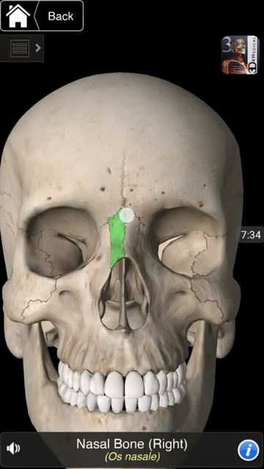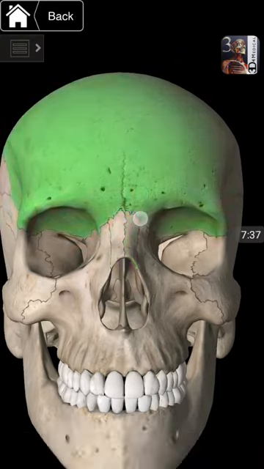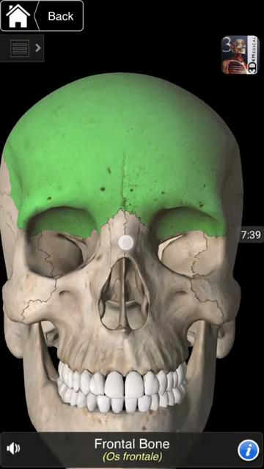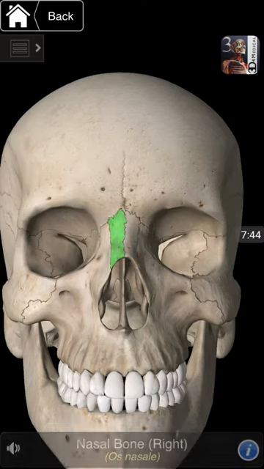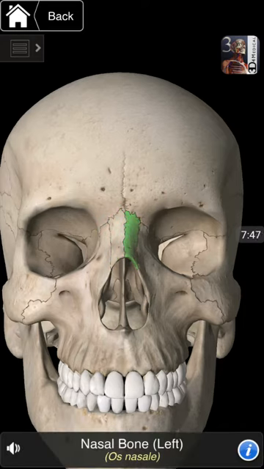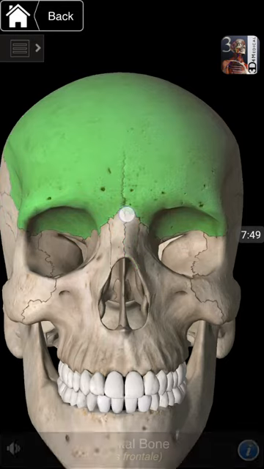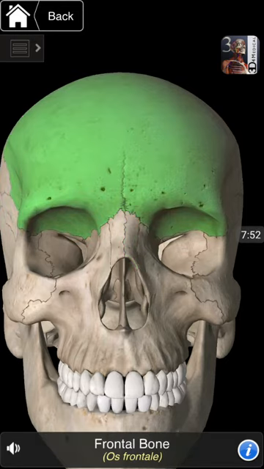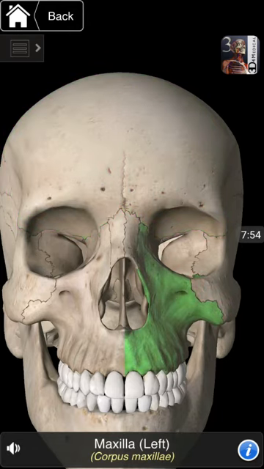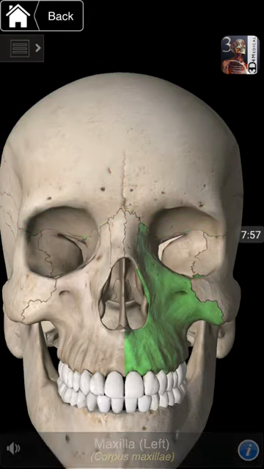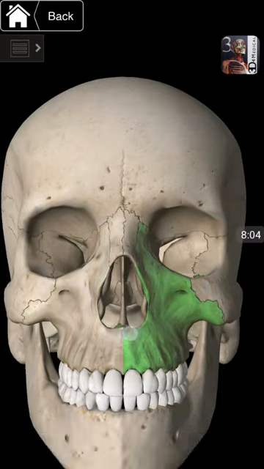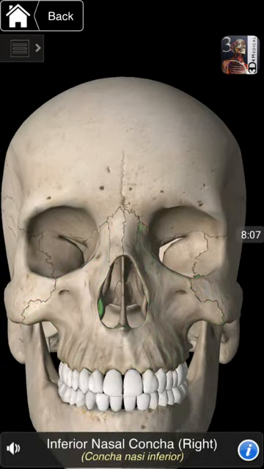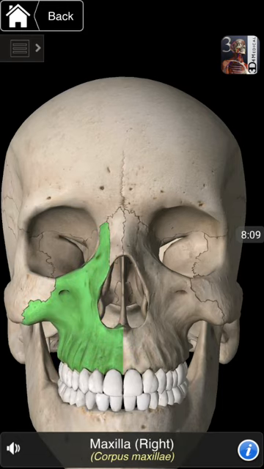And the point where the internasal suture joins the frontonasal suture is called the nasion. And then the maxilla. This is the nasal cavity, the pear shaped or piriform fossa. This piriform fossa is bounded laterally by the maxilla on either side.